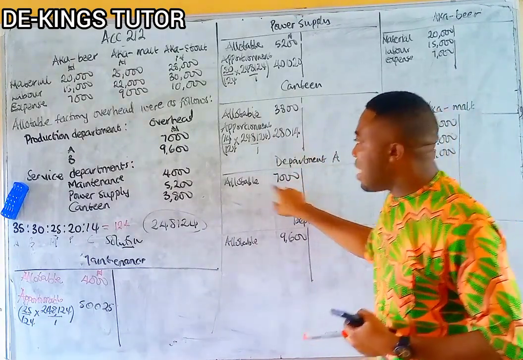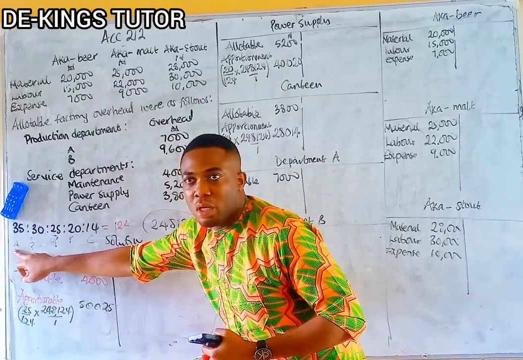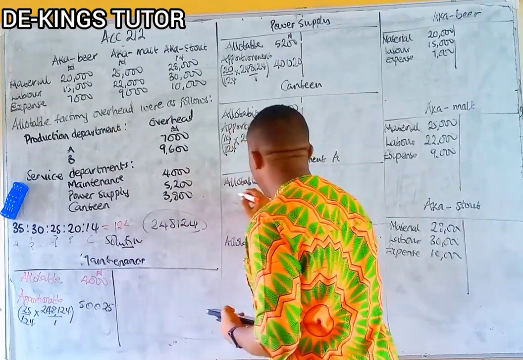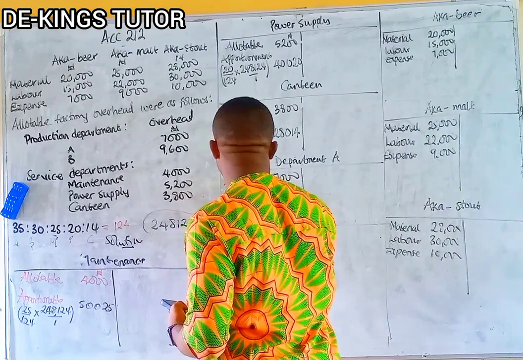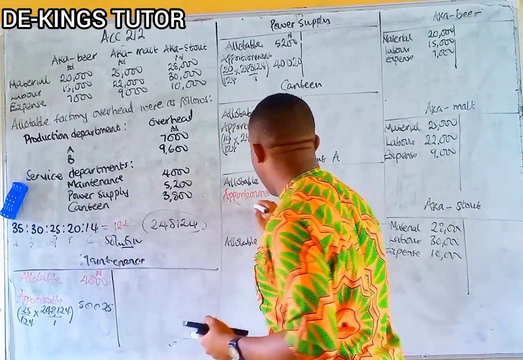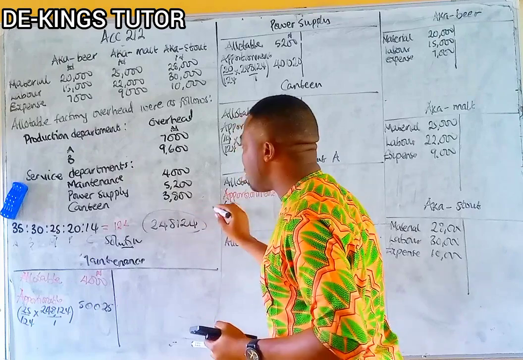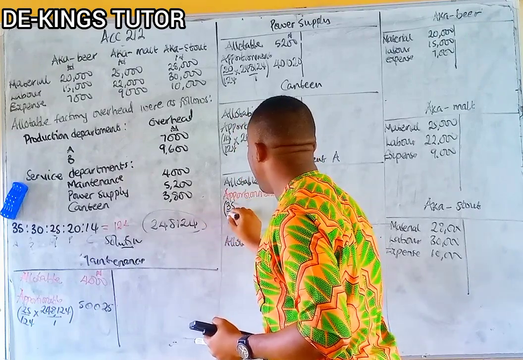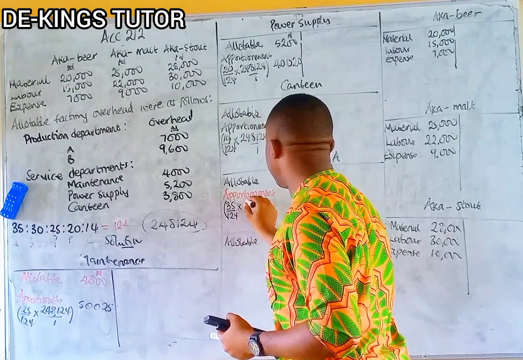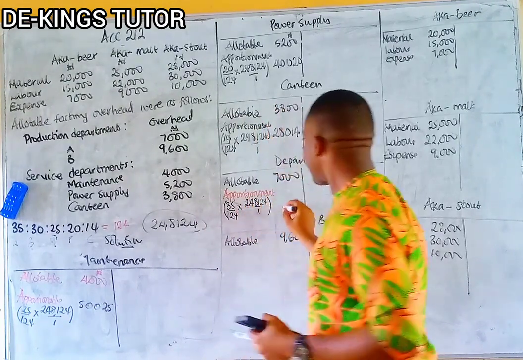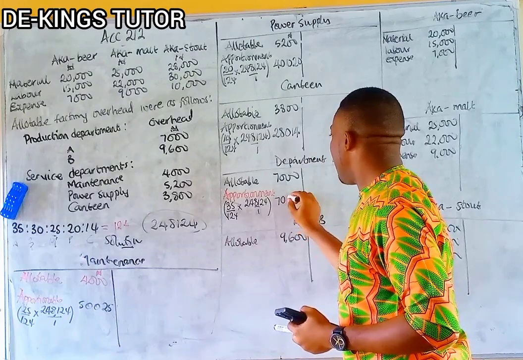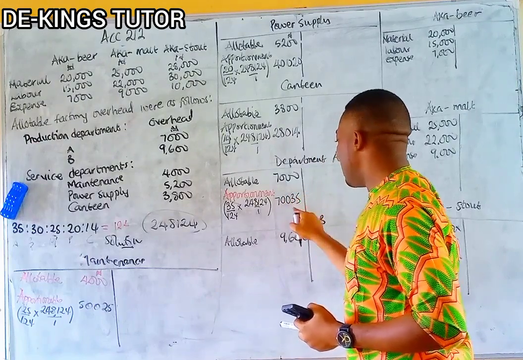Now we come to department A. Department A is the first one, right? So for apportionment, it becomes 35 over 124 times 248,124. What do we have? 700. Yes. Okay.